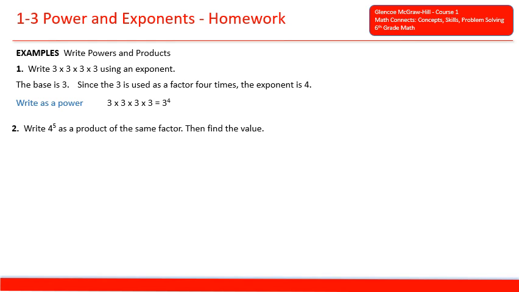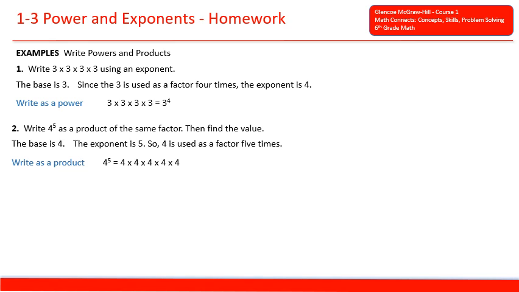Write 4 to the 5th as a product of the same factor, then find the value. Base is 4. The exponent is 5. So 4 is used as a factor 5 times. So we're going to write it as a product. So 4 to the 5th is the same as 4 times 4 times 4 times 4 times 4.